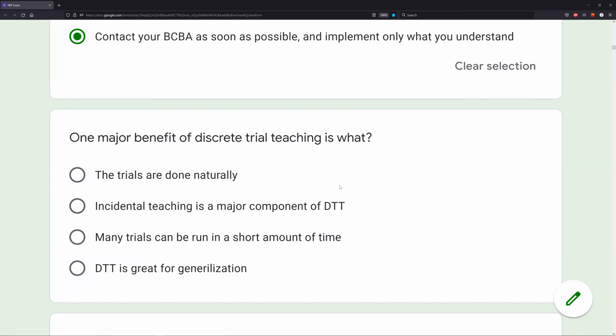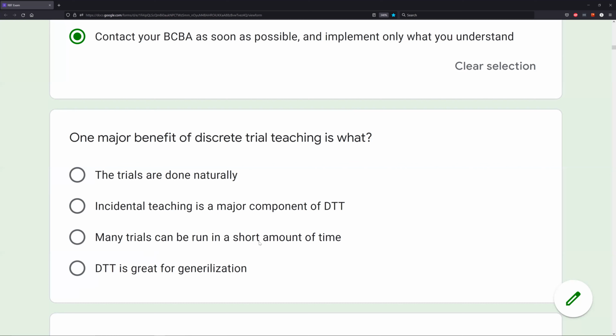It's typically very contrived. And then B, incidental teaching is a major component of DTT. Is incidental teaching the same thing as natural teaching? Yes, okay? Natural teaching is not a major component of DTT. These two are like the umbrellas, okay? Natural teaching and DTT both serve their purposes, but incidental teaching is not a major component of DTT.